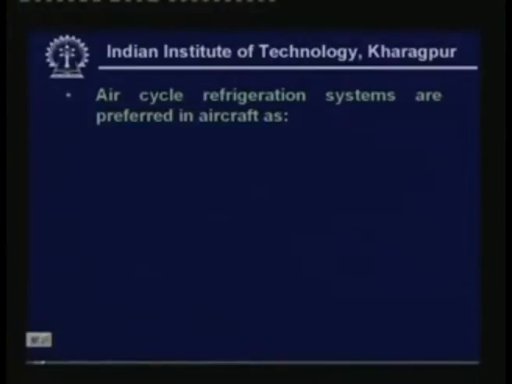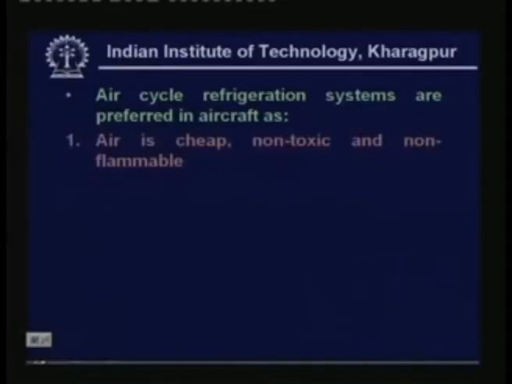Now, air cycle refrigerant systems are preferred in aircraft. So, why do we use air cycle refrigerant systems in aircraft? Because of the following reasons. The first reason is that obvious reason, air is cheap, non-toxic and non-flammable. Typically, you do not want to use any explosive or flammable gas in an aircraft. It has to be absolutely safe. So, air is the safest refrigerant that you can think of. It is easily available, it is non-toxic and non-flammable. So, this is one of the main reasons why we use air in aircraft refrigeration.